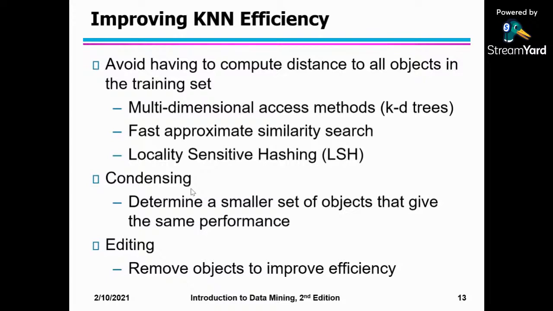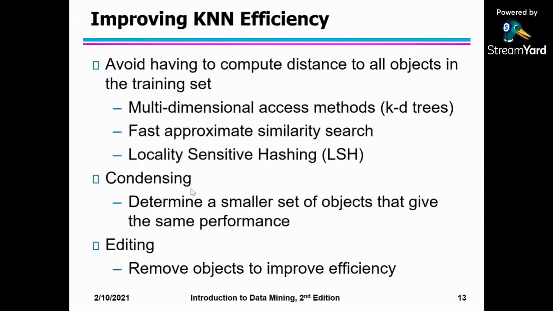So these are some of the things we do to improve the efficiency of KNN. One, we avoid having to compute distance to all objects in the training set. That means you don't have to try and get almost everything done, else you're going to have problems when you're comparing with the test data. So, a multi-dimensional access method, which is the KD tree.